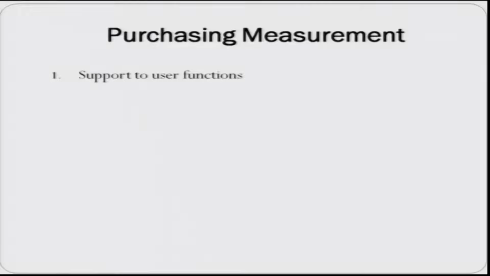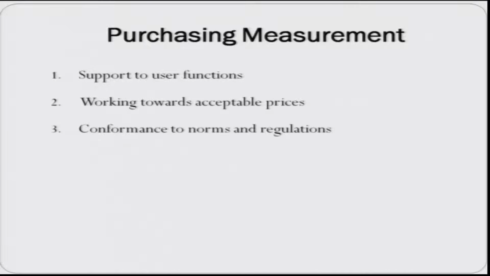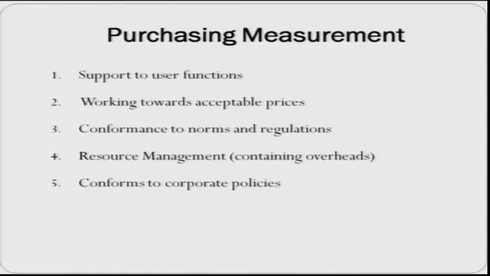Then there is a third type of criteria which influences industrial buyer behavior: support to user function, working towards acceptable prices, conformance to norms and the regulations, resources management, how you manage your resources as an industrial buyer, conformance to corporate policies. So, by far I think the most important criteria for the purchasing manager is that they should support the user functions.